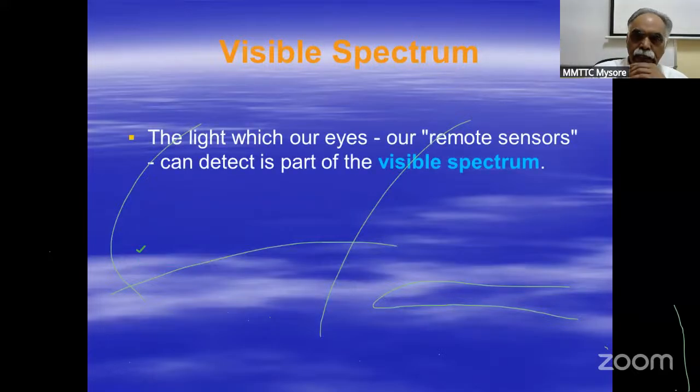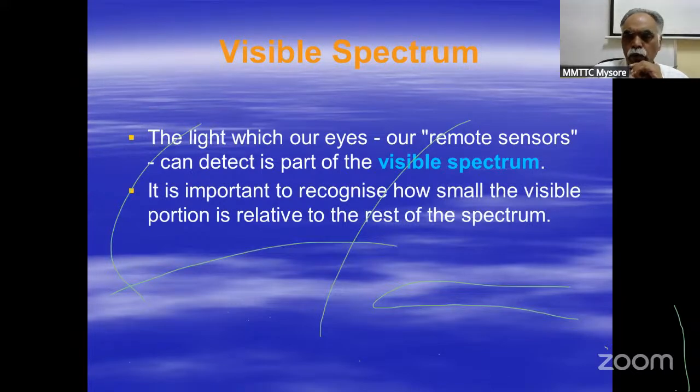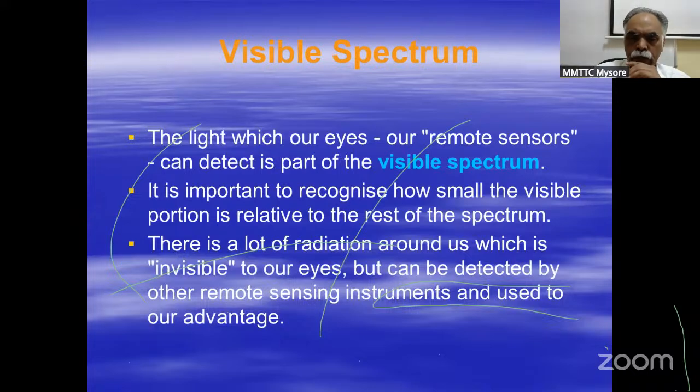The light which our eyes, our remote sensors, can detect is the visible spectrum. It is important to recognize how small the visible portion is relative to the rest of the spectrum. When you take the whole spectrum into consideration, the visible spectrum is a very small portion, about one-tenth. The remaining nine parts are not visible to our eyes. There is a lot of radiation around us which is invisible to our eyes, but can be detected by other remote sensing instruments and used to our advantage.